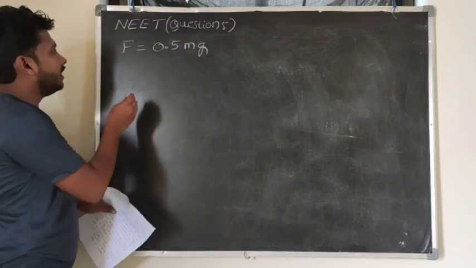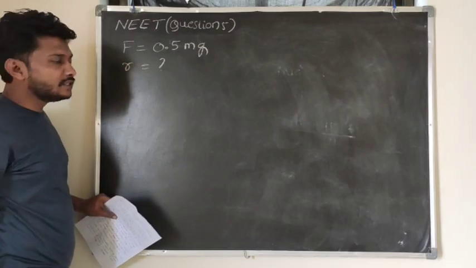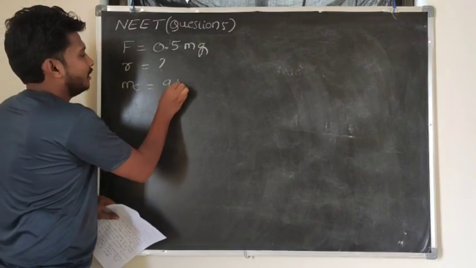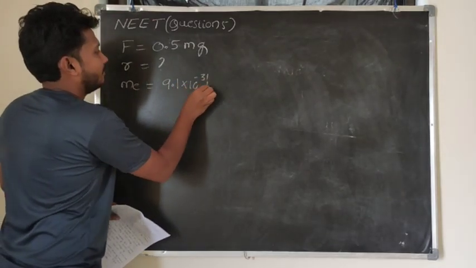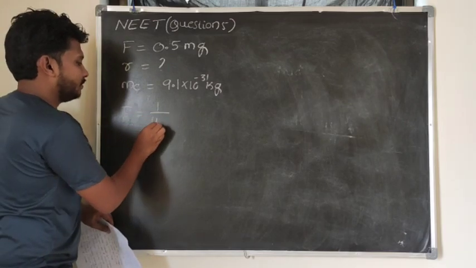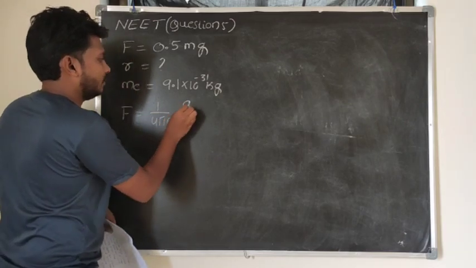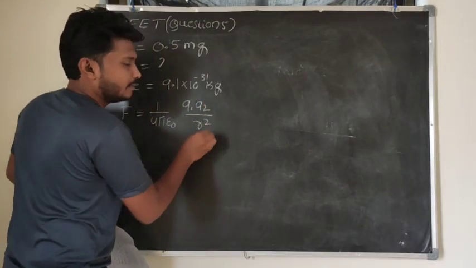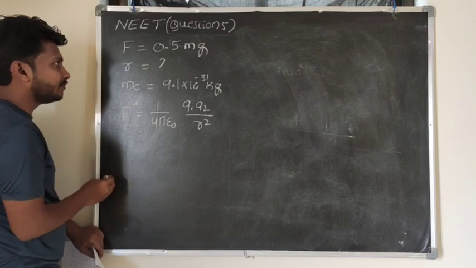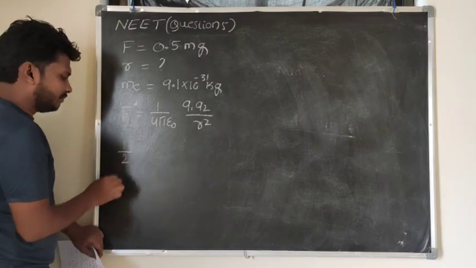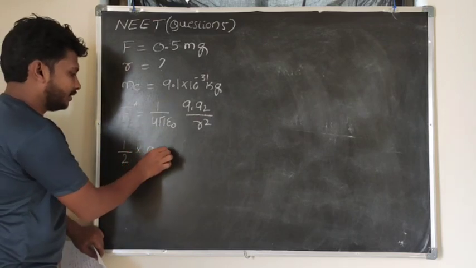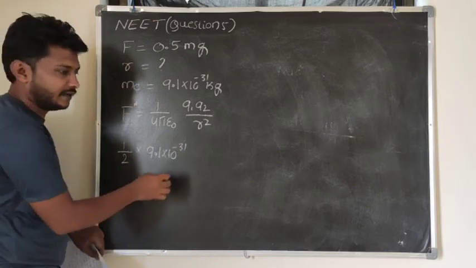Find the distance between the electrons. So the R value is yet to be determined, and the mass of the electron they mention is 9.1 into 10 to the power of minus 31 kg. Again from Coulomb's law, F is equal to 1 by 4 pi epsilon naught q1 into q2 by r square. So the F value is 0.5 into the weight of the electron. 0.5 is nothing but 1 by 2. Mass of the electron is 9.1 into 10 to the power of minus 31 here.